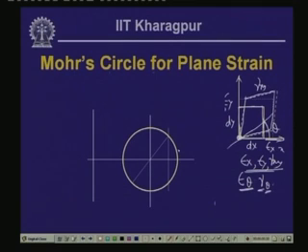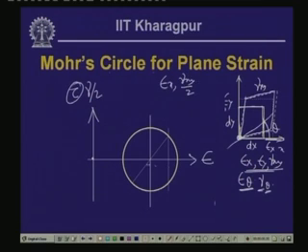Now, as we did before, for stresses we had written sigma on the x axis; here we write epsilon, and on the y axis, instead of tau, we now write gamma by 2 axis, and this is the origin. Now, from here if we plot the value of epsilon x and gamma xy by 2, we get one point on this plane, which we call Mohr's plane. Also, epsilon y and gamma xy by 2.